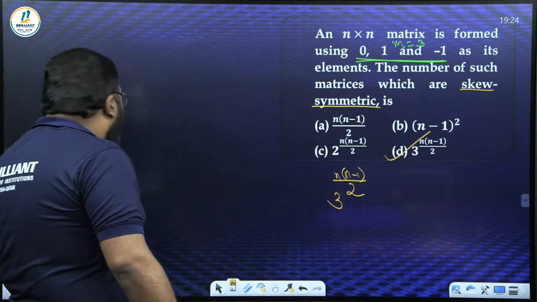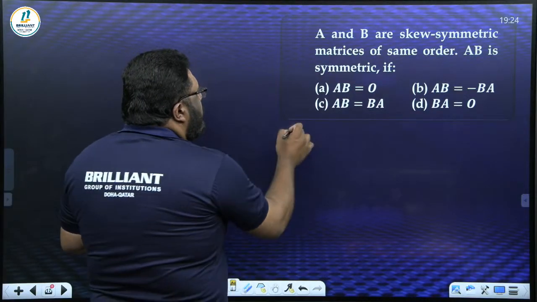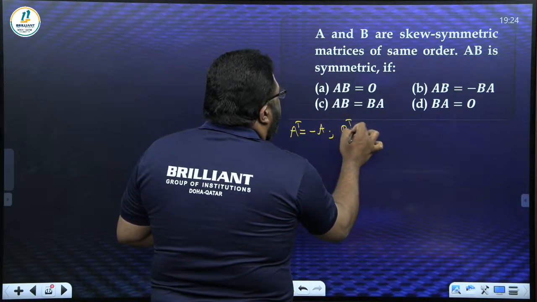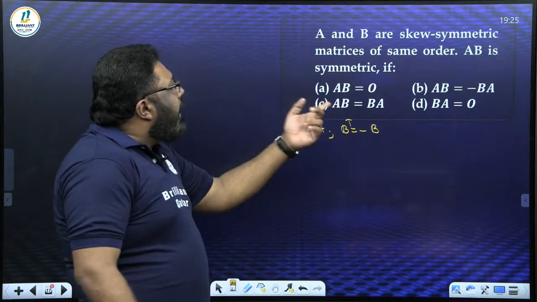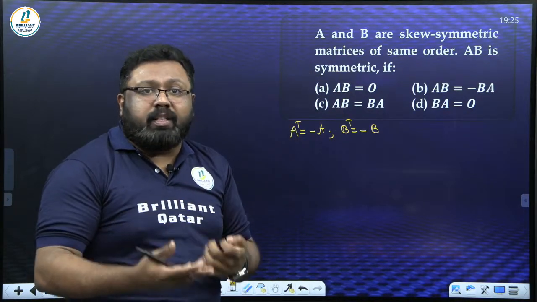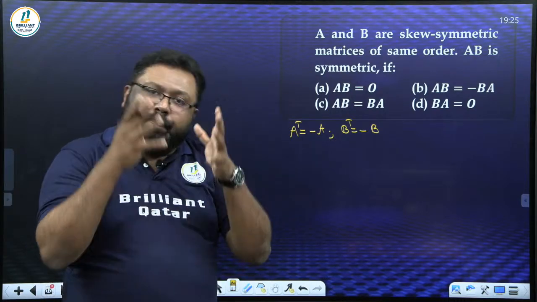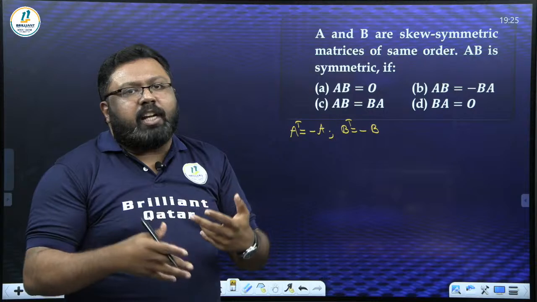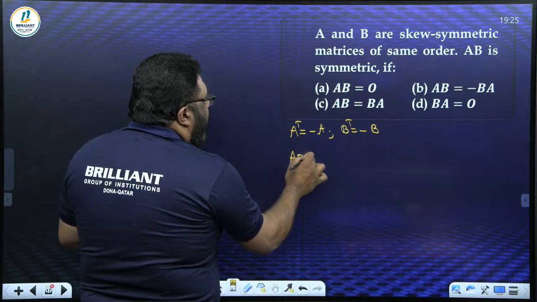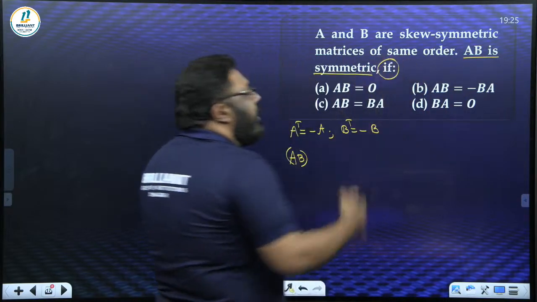Yes. Moving on. A and B are skew symmetric. That means A transpose is minus A, B transpose is minus B. They said of same order, because otherwise we cannot take the transpose and say the product is defined. There could be a confusion. If the order is same and it is skew symmetric, it must be a square matrix whose transpose will also have the same order. Okay, so AB is symmetric. So AB is given to be symmetric, then what is the condition it will satisfy?